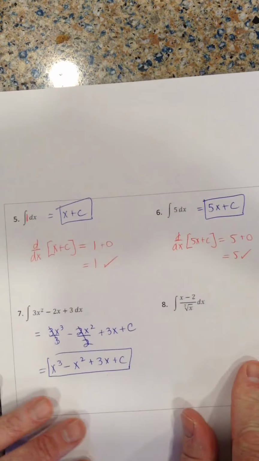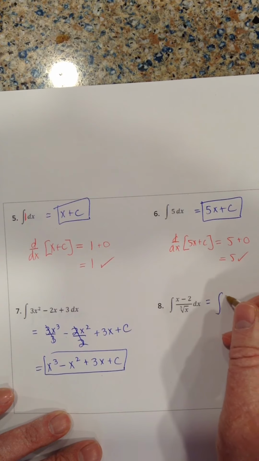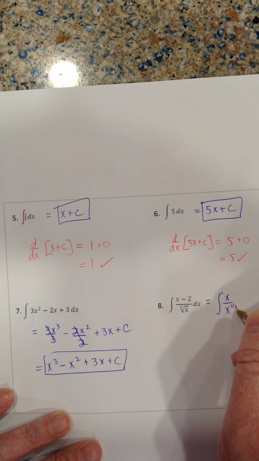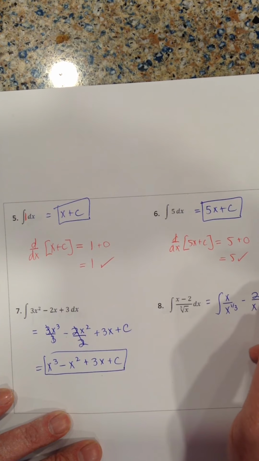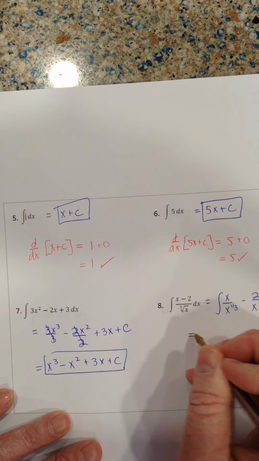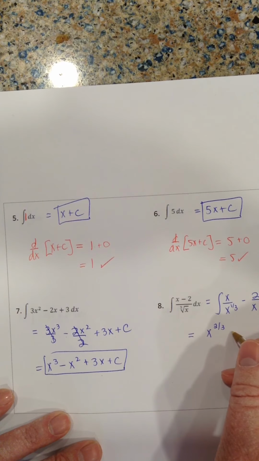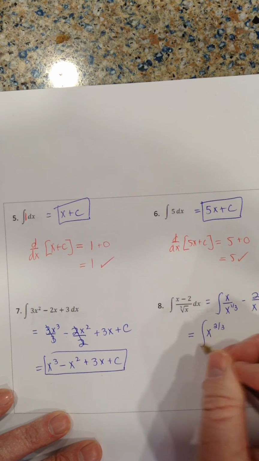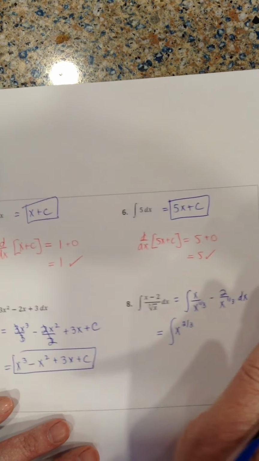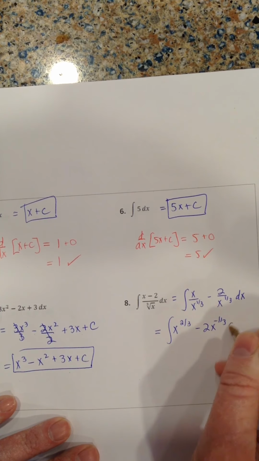Okay, now number 8 is a little bit trickier, so I'm going to rewrite that one by splitting the two fractions: x over x to the 1/3 minus 2 over x to the 1/3 dx. So that one ends up being x to the 2/3, and I still haven't done any calculus yet. All I'm doing is algebra. Minus 2x to the minus 1/3 dx.